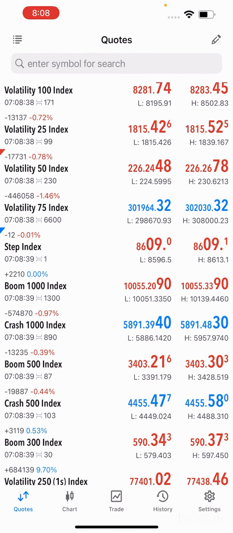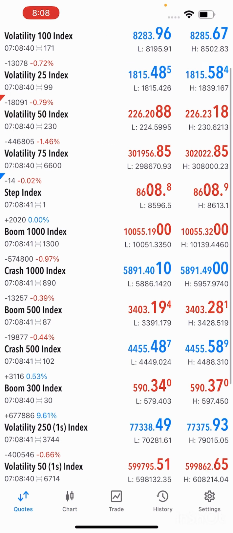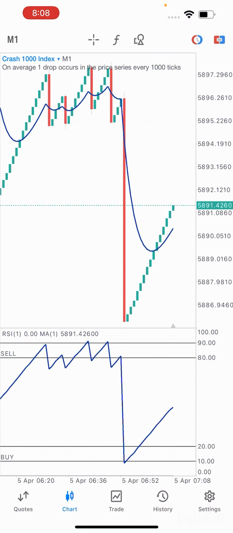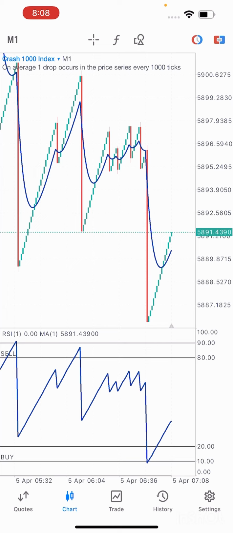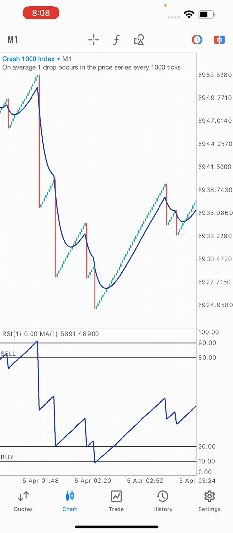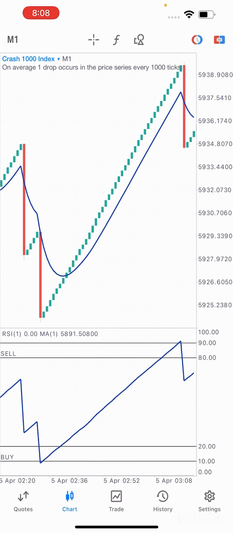So now let's enter to crash 1000. Let's look at crash 1000 and look how to actually trade crash 1000. For boom 1000 and boom 500, you'll be looking forward for selling opportunities, while on crash 1000 and crash 500, you'll be looking forward for buying opportunities, right?